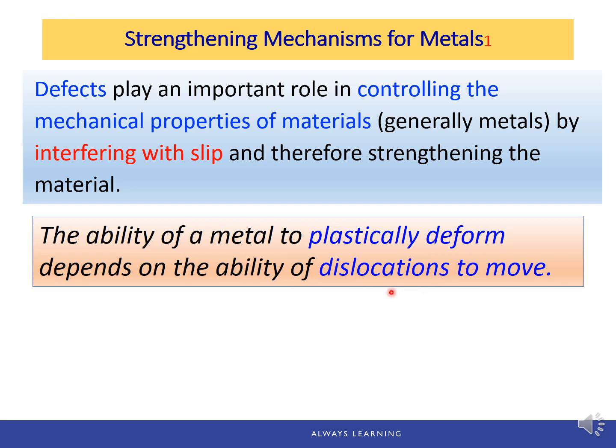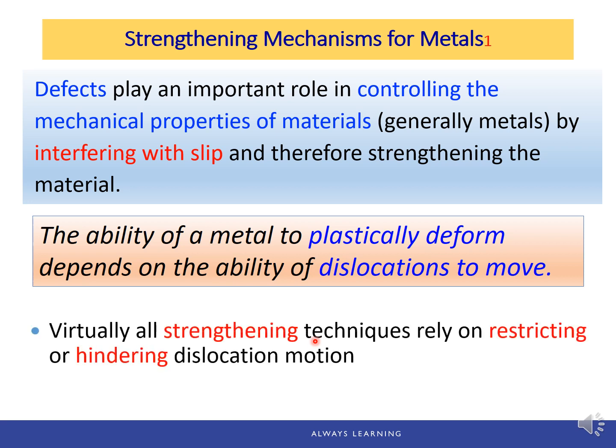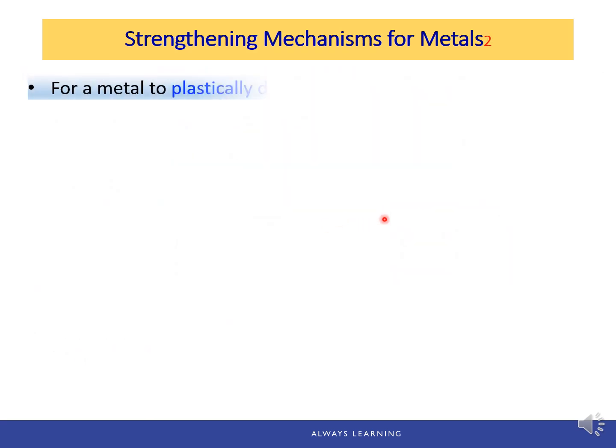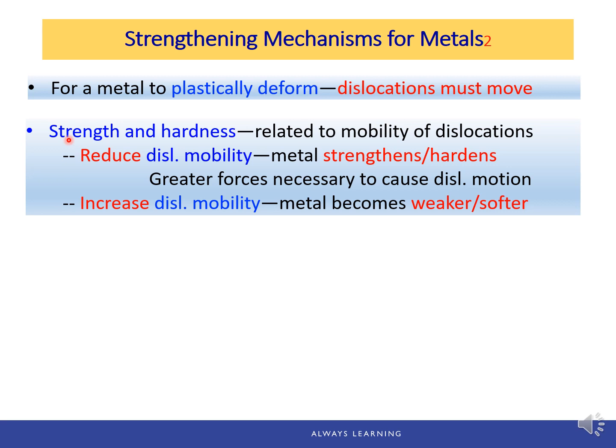The easier the dislocation motion, the more ductile or weaker the material is. Therefore, if we hinder or impede the dislocation motion, we will make the material stronger. And virtually all strengthening techniques rely on restricting or hindering dislocation motion. For a metal to plastically deform, we know dislocations must move. And the strength and hardness of the material is a measurement of the material's resistance to plastic deformation, which means they are related to the mobility of dislocations.